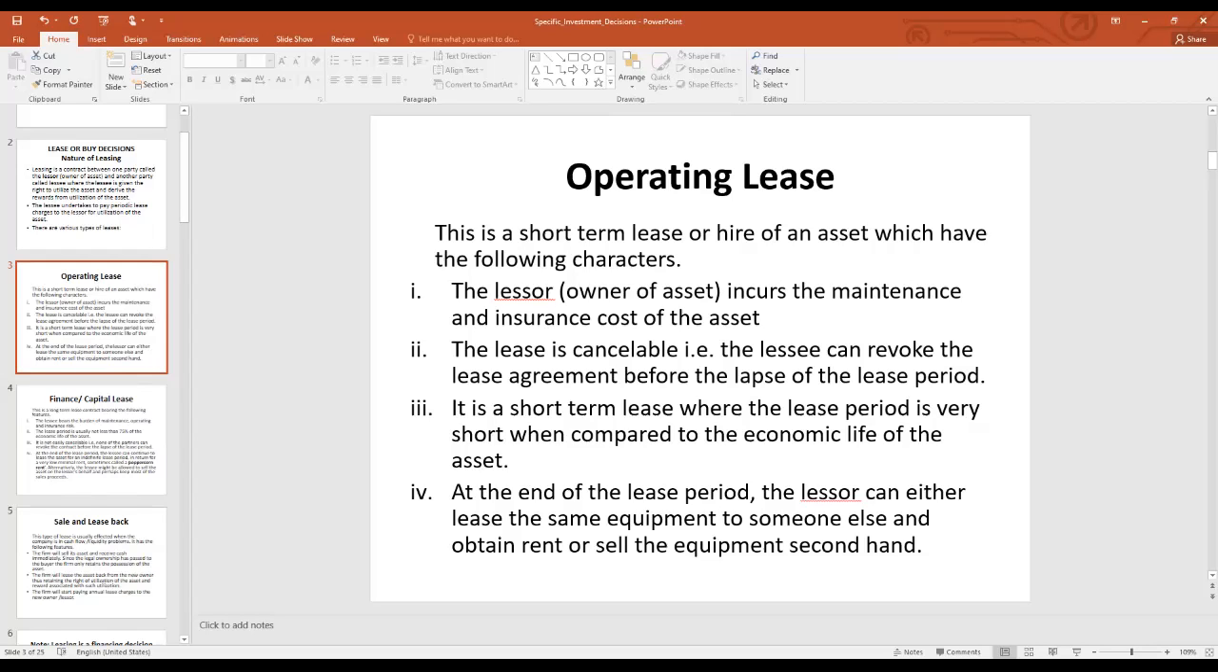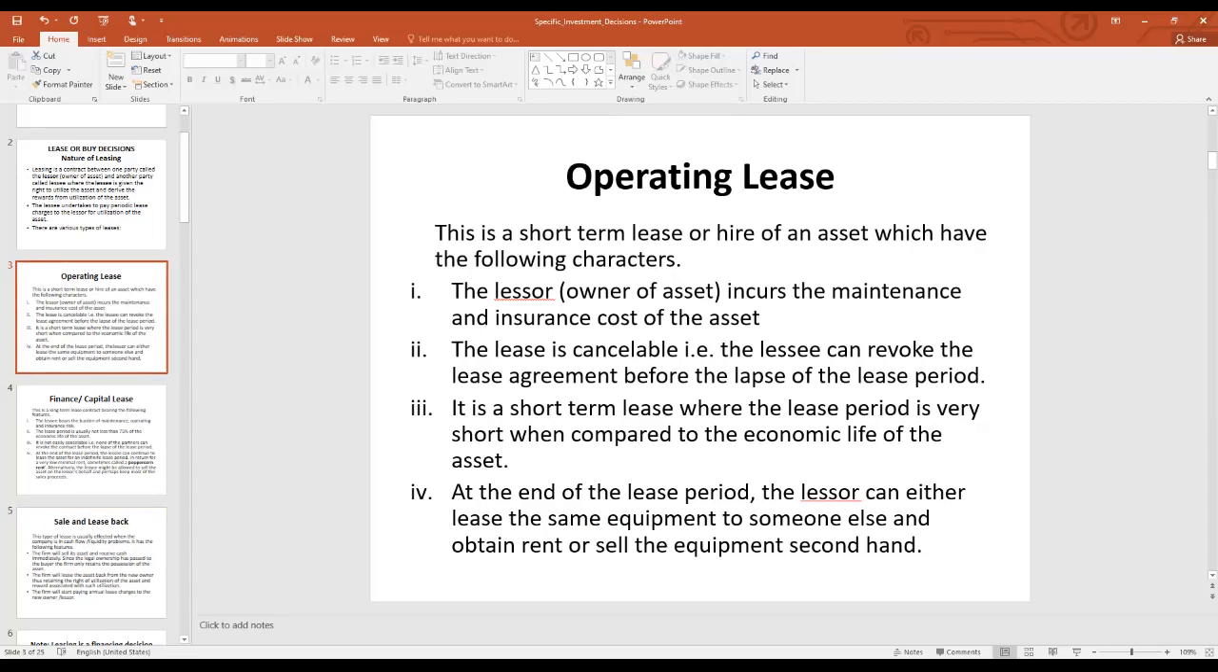If you compare with the finance lease, in case you have an operating lease, then you can cancel it without having huge penalties imposed on you. However, if it was a finance lease, then definitely if you cancel it, there will be huge penalties that might be imposed on either party, the lessee or the lessor. And that's on the operating lease and the finance lease.